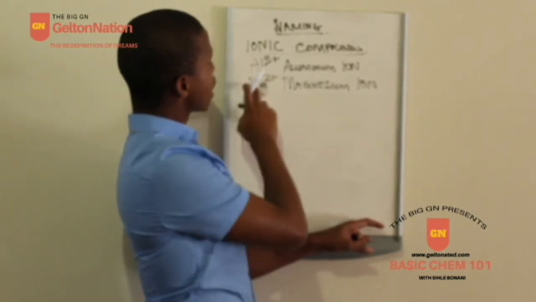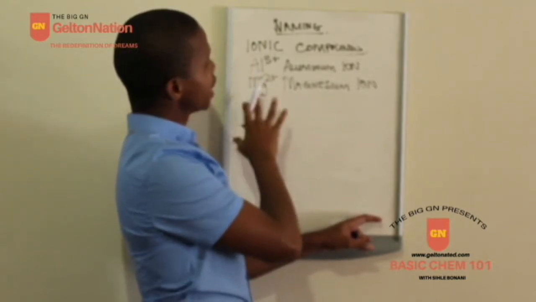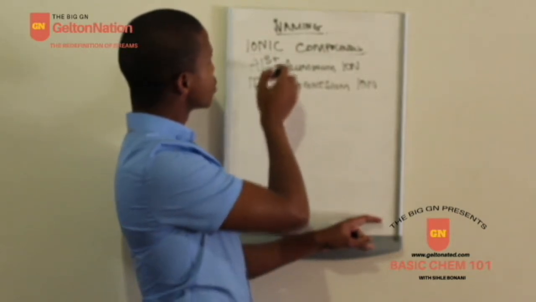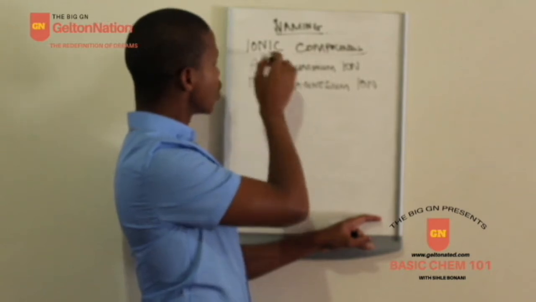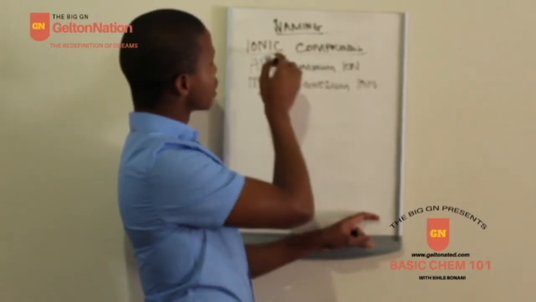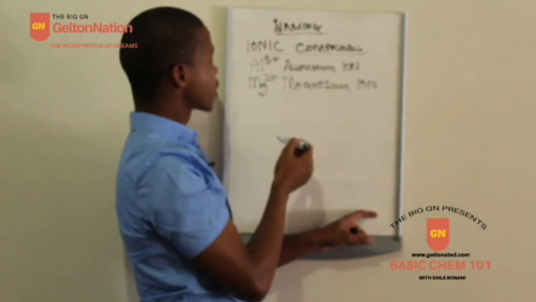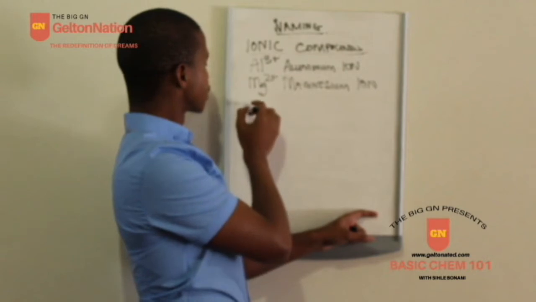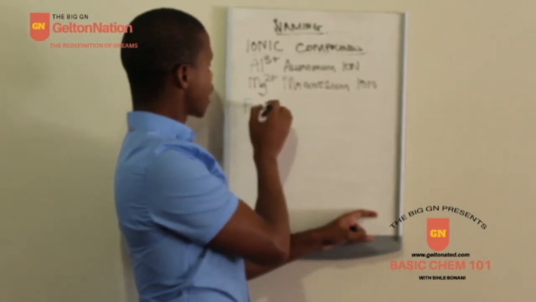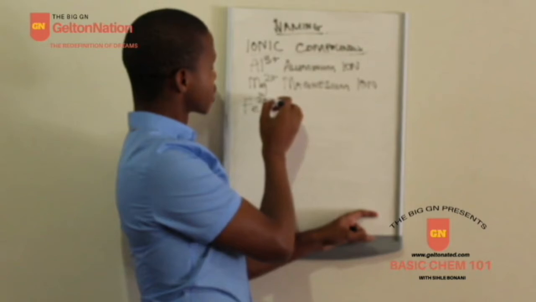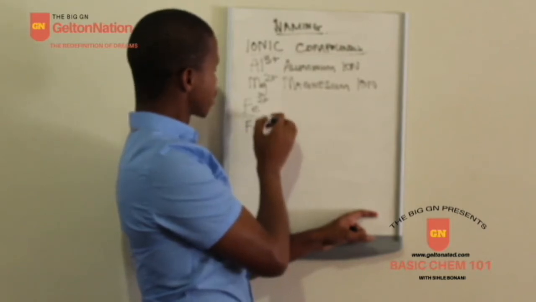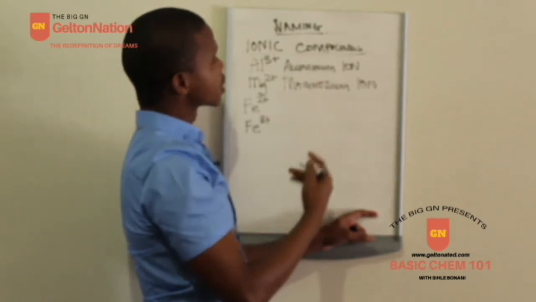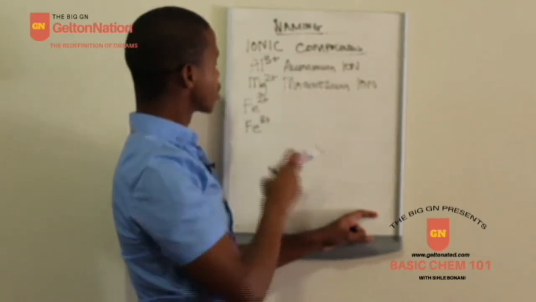Now remember, these are your main group metals or your main group ions. You just use the name of the element, and then if it has a charge, it's an ion. But if it now has more than one charge, like iron, which is Fe2 plus and Fe3 plus, now this won't give us what we are looking for.